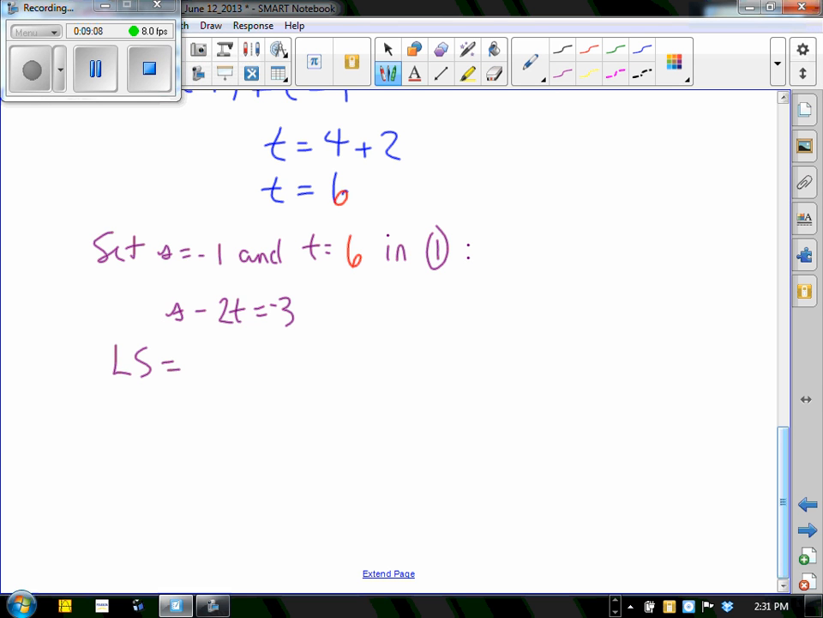Let's go with the left side, right side form. So we'd have s equals negative 1, as I believe that's what we had figured out for s, and t is equal to 6, so minus 2 by 6. At the end of the day, it's minus 13. The right-hand side equals minus 3. So what you can see is that left side does not equal right side.